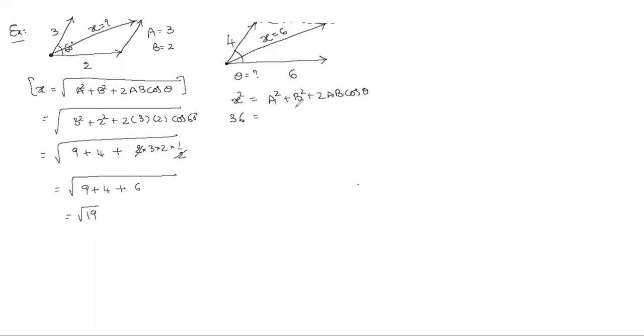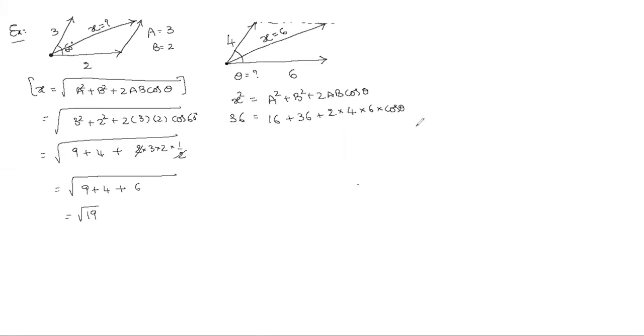Wait. First, one by one, you tell, Nana. A square, that is 16. Good. Plus 36. Very good. Plus 2 into 2 into? 2 into 4 into 6. Yeah, good. Into cos theta.